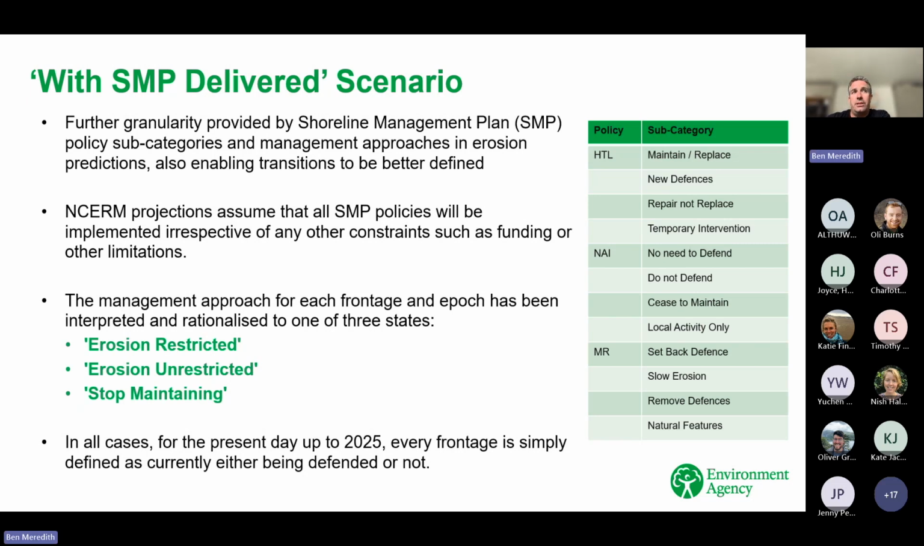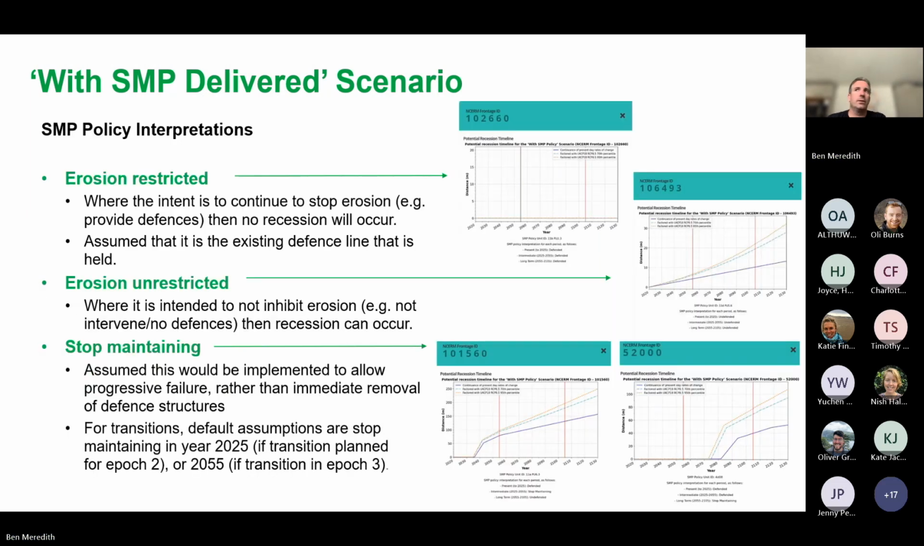With the SMP first epoch only going out to 2025, that being reached by our publication date of the new NSERM information, the model started with a simple defended or undefended status, depending on what's currently in place on the ground. We then interpreted and rationalised the information within the shoreline management plans to assign one of 3 states to each frontage for the remaining 2 epochs, up to 2055 and up to the year 2105. And these were either erosion restricted, erosion unrestricted, or stopped maintaining.